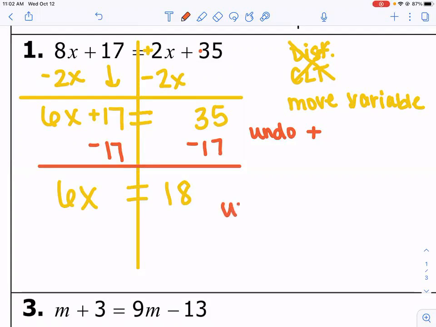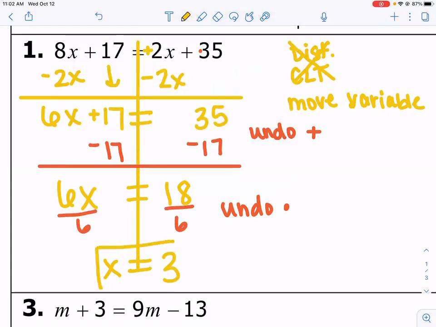Okay, now we need to undo that multiplication. Since we have 6 times x, we're going to need to divide by 6 so that Tyler, the answer is x equals what?